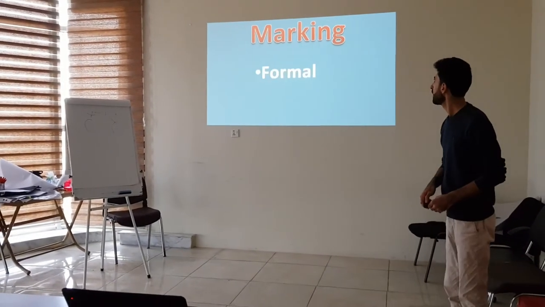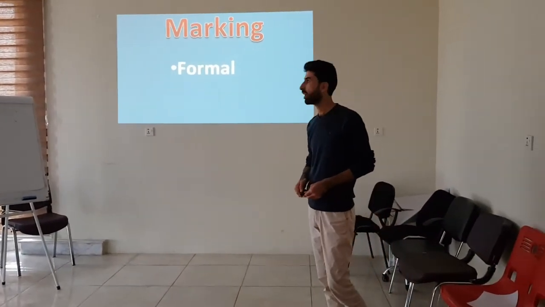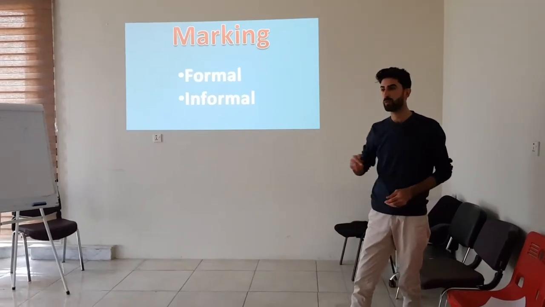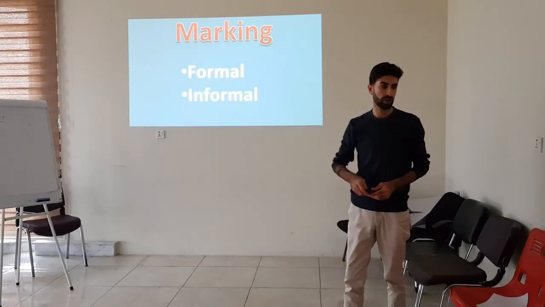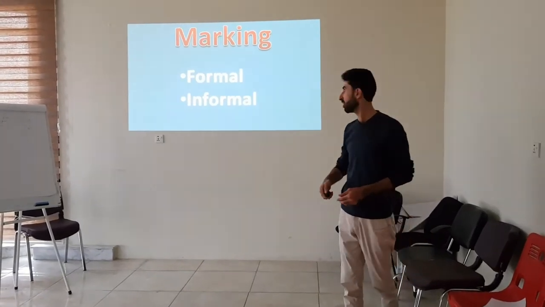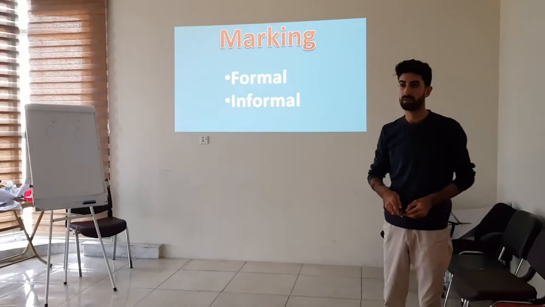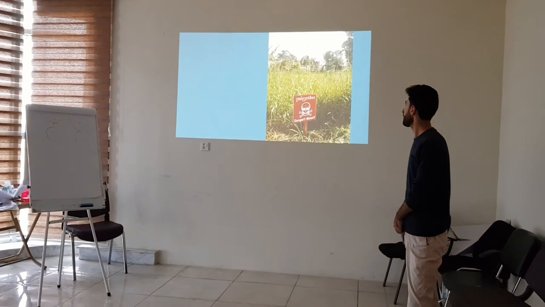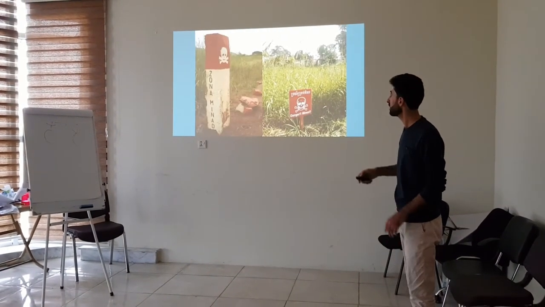Okay. There are two kinds of marking: formal and informal. Formal marking is put in by NGOs that work on mine action. That's called flash. Informal marking is put in by people. For formal, we have the skull and crossbones in red.